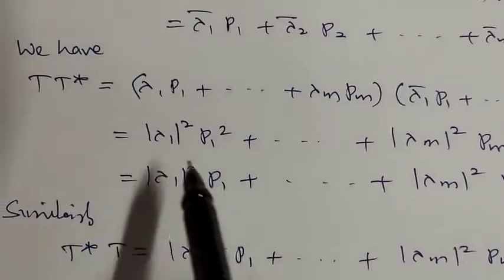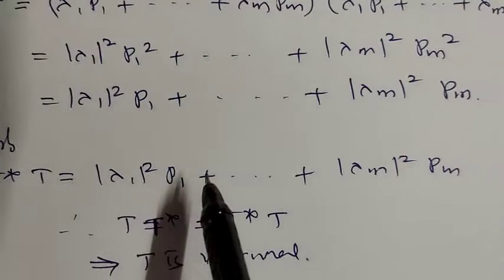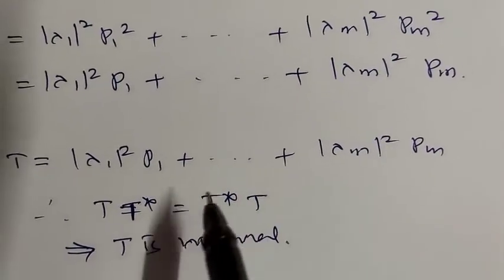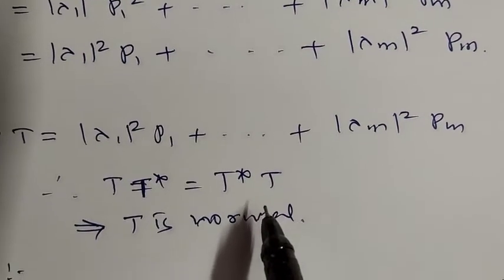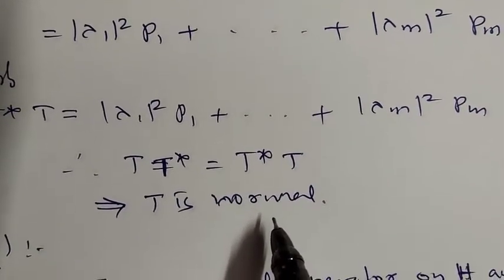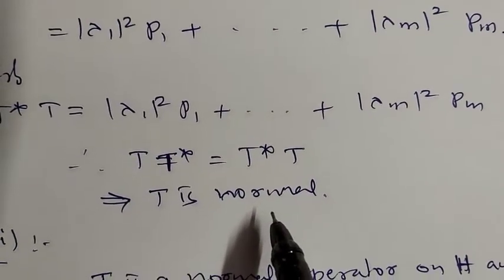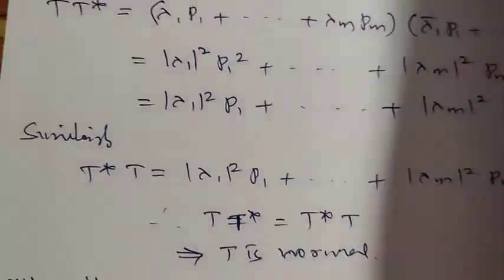So now T into T star is this. Similarly we can show that T star into T is also the same. Therefore T into T star is same as T star into T. T into T star is same as T star into T means T is normal. Okay, we have shown that the operator T is normal. This means 2 implies 3. Now finally let us take up 3 implies 1.